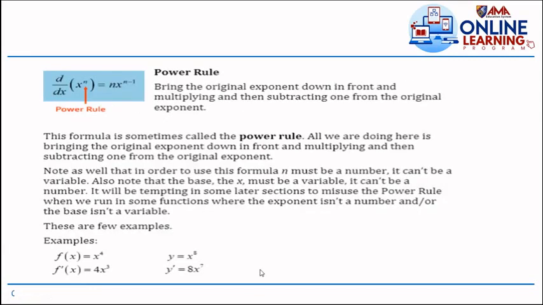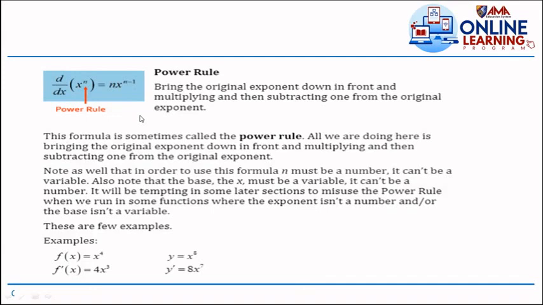Okay? So next we have your power rule. So this is now the general formula for differential calculus. We call this one the power rule. Okay? So bring the original exponent down in front and multiply, and then subtract 1 from the original exponent. So the derivative of x raised to n with respect to x is equal to n x raised to n minus 1. So ang gagawin mo dito, yung exponent niya, ibababa mo siya, pagkatapos i-multiply mo siya sa base, tapos i-raise mo siya minus 1 from the original exponent.